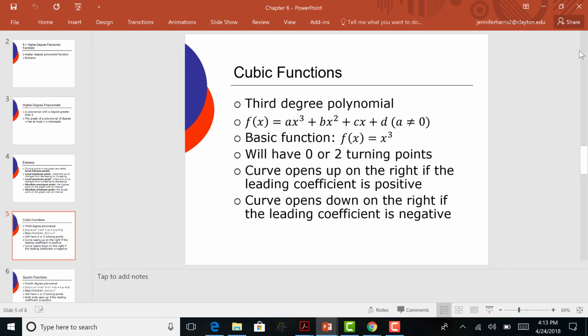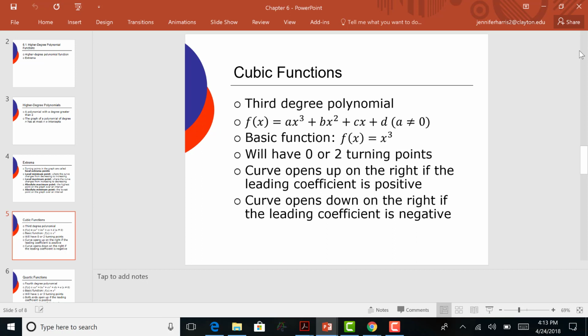This actually, x to the third power, depending on the equation, could look something like this. Do you see a curve? No. You can't even see a peak or a valley. It could look like that. That's what they mean when they say it could have no turning points. You got it? Okay. So it's either 0 or 2 for the turning points.